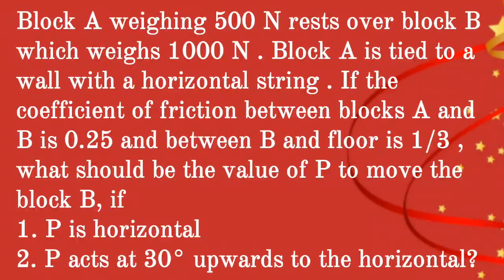Given question, block A weighing 500 Newton rests over block B which weighs 1000 Newton. Block A is tied to a wall with a horizontal string. If the coefficient of friction between blocks A and B is 0.25 and between B and floor is 1/3, what should be the value of P to move the block B if first P is horizontal, second P acts at 30 degrees upwards to the horizontal.